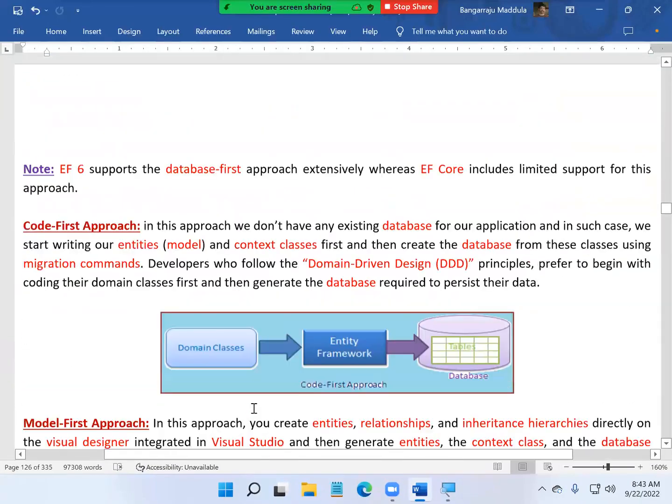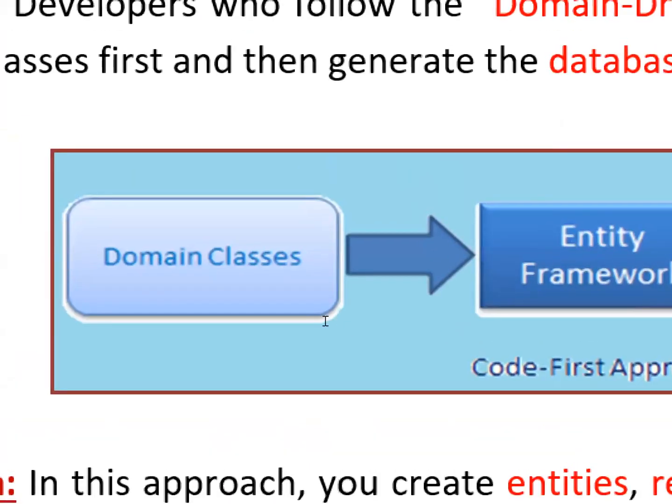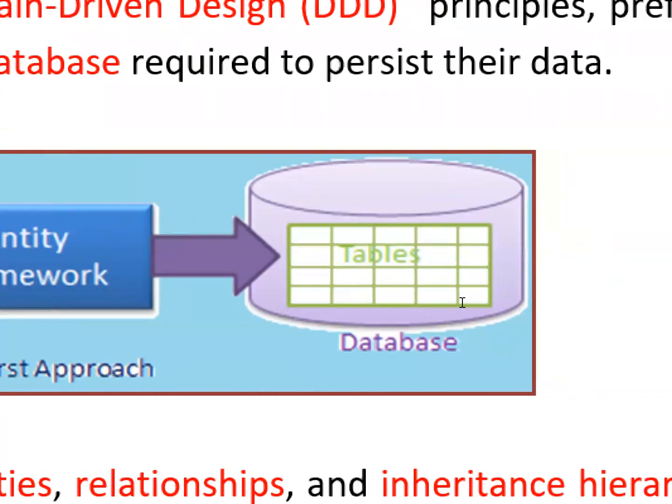code first. Look at code first. What do you have? Domain classes. In the code first approach, the EF framework will generate the database for you. These two are reverse here. Code first and database first are just reverse.